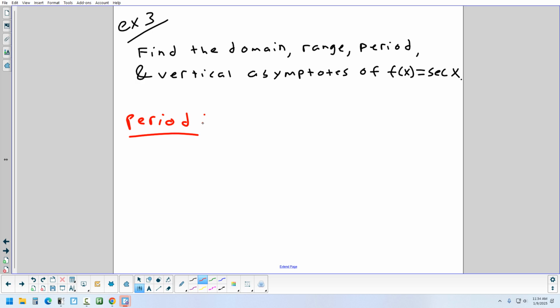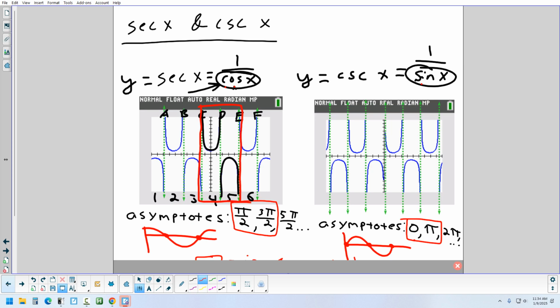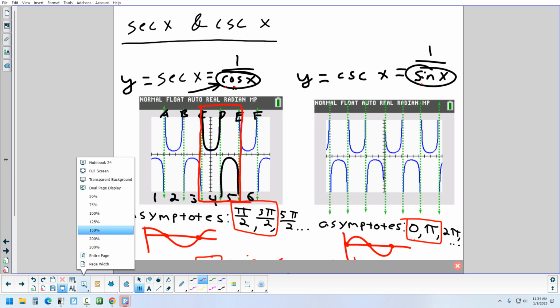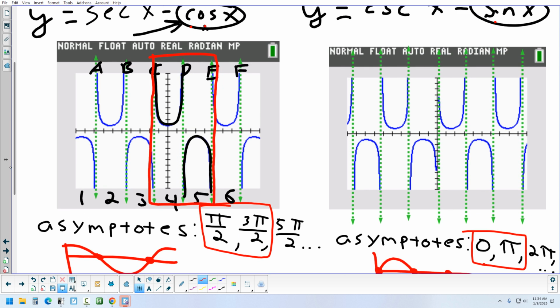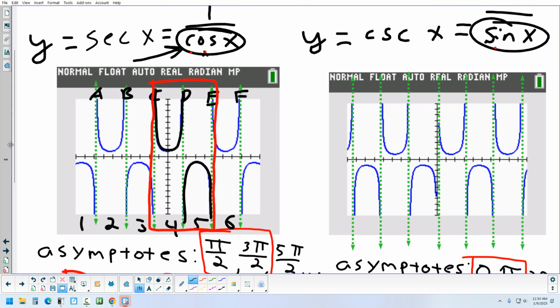Let's go back and look at the picture of secant and see if we can measure on the grid how far apart 2 cycles are. Okay, so that's for secant, so I'm going to go back to the graph of secant. Secant is the one on the left. Let's make that bigger. One full cycle would be from, let's say, C to E. That's the length of 1 cycle.